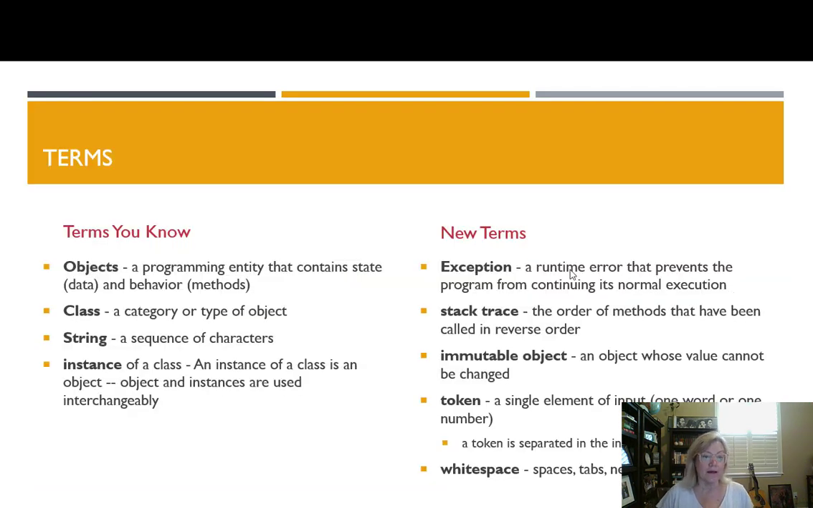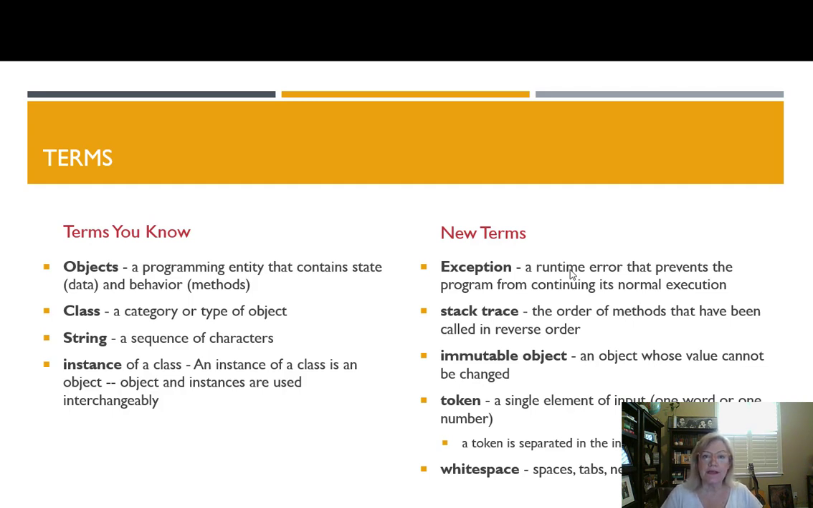Terms you already know are objects. We've been talking about that most of the semester, but remember that objects have data and behaviors or methods. A class is the source code that describes the object. It's the methods that are the behaviors and the variables that hold the data. A string, as you know, is a sequence of characters and an instance of a class. You created an instance of a class last week with the Scanner object.